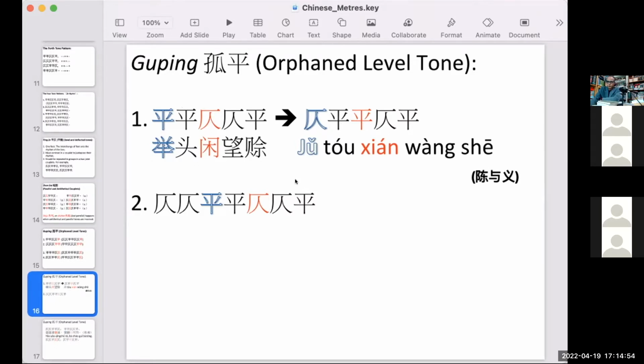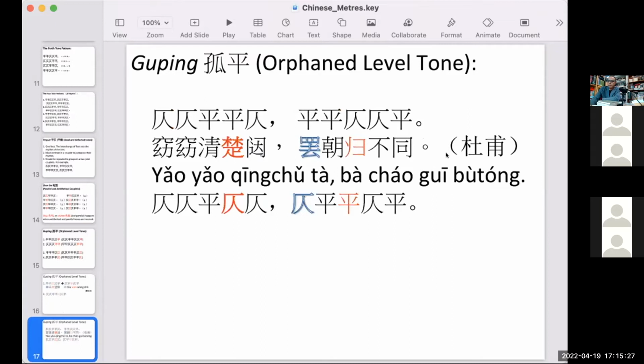Okay. If the line is seven characters, it's exactly the same idea, because the difference between the five character line and the seven character line is just the first two syllables. In the seven character line, you just add two syllables at the beginning, whether they are ping or ts, but the rule is exactly the same. Okay.